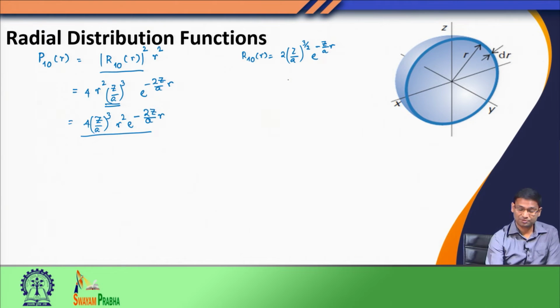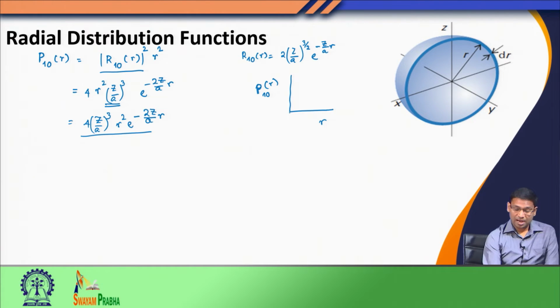When I plot this function, you would see at r, and I am plotting now the radial distribution function P. When r is 0, because of this r square term, the radial distribution function becomes 0, and when I go for finite value of r, it increases as r square, and then I see there is an exponentially decaying function which will eventually dominate, and then I will have a term like this.